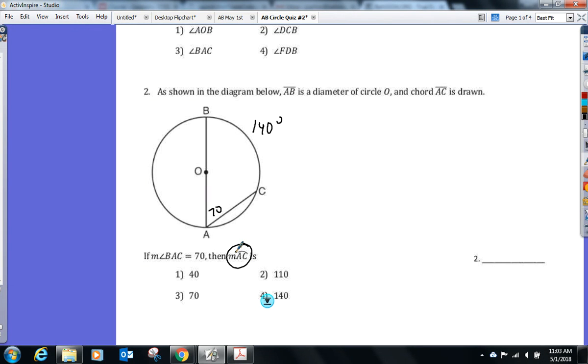So again, BOA was a diameter. So if that's 140, arc AC had to be 40. All right, moving on to the second page. Number five in particular.